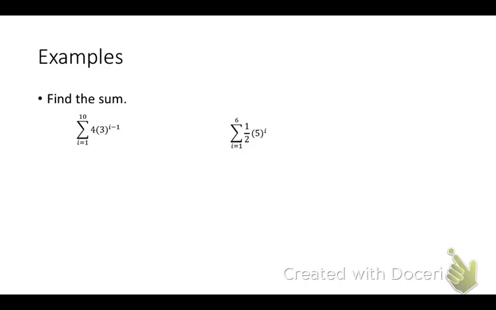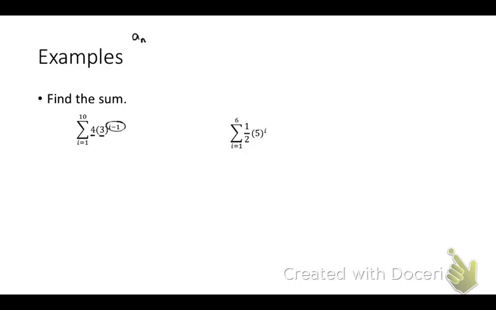So if we find the sum of the summation from 1 to 10, where your rule is 4 times 3 to the I minus 1 power. It fits the same rule as it did yesterday, in terms of you have your first term, you have your common ratio, and then I, or whatever variable you're going to use, to the n minus 1, or in this case, the I minus 1 power. Same way that we dealt with yesterday.